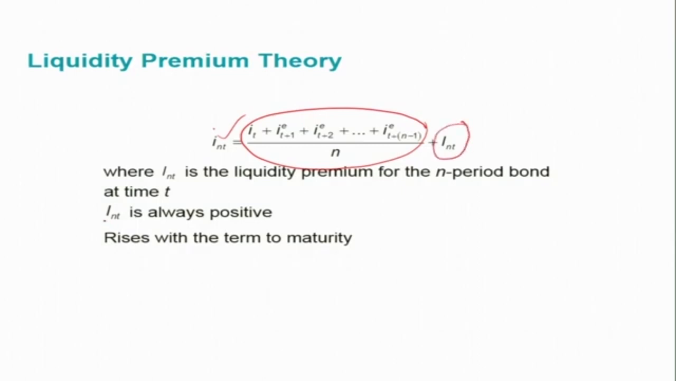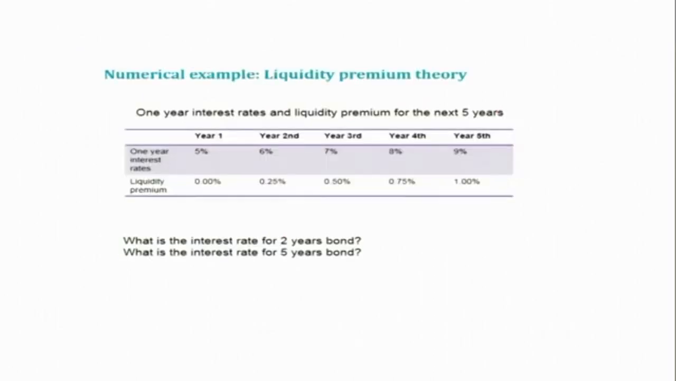So this LNT is always positive, which means it rises with the term to maturity. The first part is the average that the expectation theory predicts for the rate of interest, and the second component is the liquidity premium. So let us look into an example here in order to explain this. Suppose the 1 year interest rates and liquidity premium for the next 5 years are presented in this table.